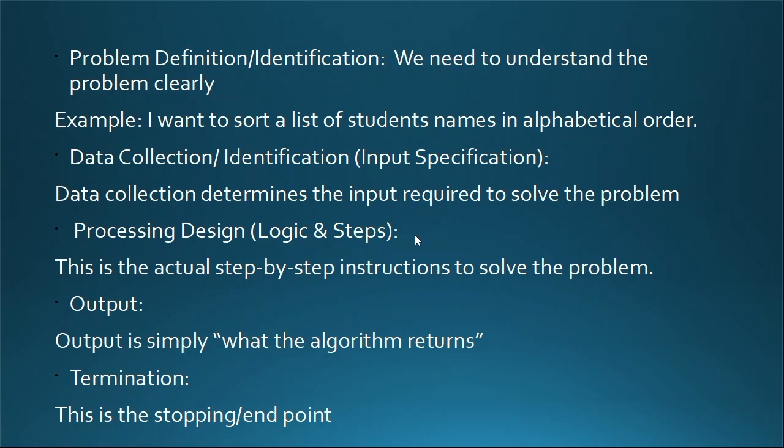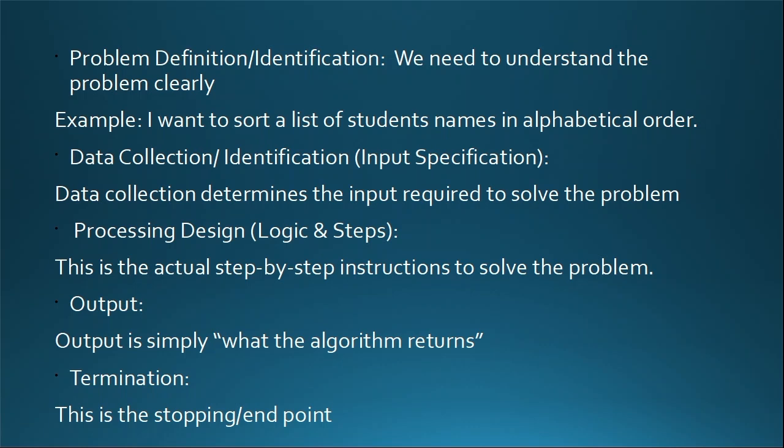So, what are the stages involved in algorithm? The first stage involved in algorithm is problem definition or identification. We need to understand what the problem means. We need to understand the problem clearly. What are we trying to solve using algorithm? Example, I want to sort a list of student names in alphabetical order. That is a problem. Then we are using algorithm to solve that.